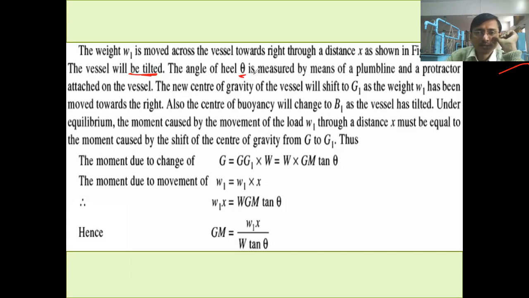This theta can be measured. How can we measure this theta angle? With the help of a plumb line. You might have learned the plumb bob in the first year of engineering in basic civil engineering, right? What is a plumb bob? A plumb bob is a small heavy weight attached to a thread, and it always points toward the center of the earth. This thread or line is called the plumb line. What do we call it? Plumb line.